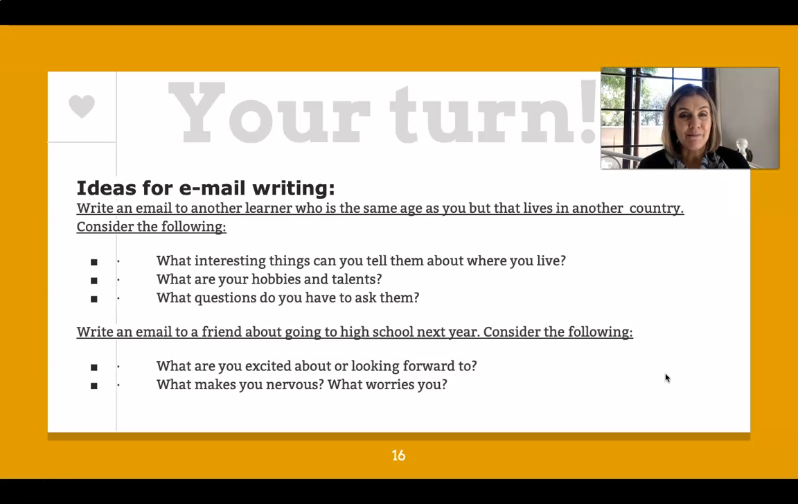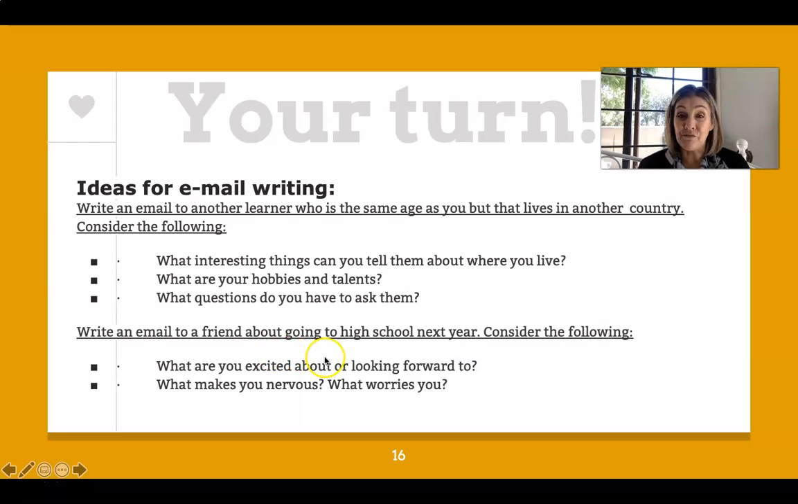Remember those skills and techniques I've taught you. So you can write an email to another learner who's the same age as you but that lives in another country. Maybe you've got a friend far away, or maybe you've got a cousin who's in Cape Town. I'm in Joburg, or maybe you're in Cape Town and they're in Joburg. A cousin, another person, another friend. What interesting things can you tell them about where you live, what your hobbies and talents are, what questions do you have to ask them?